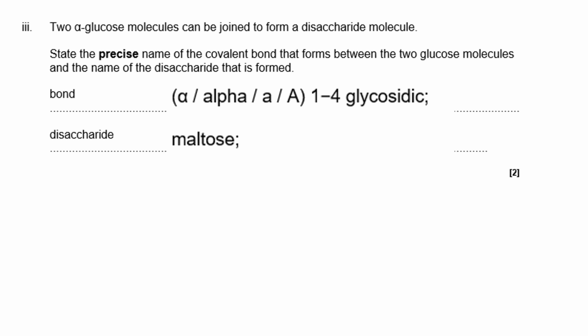You cannot put down when you've got 2 glucoses that it's just the 1,4 glycosidic bond. To get the mark, you have to put alpha 1,4. And secondly, the sugar that's formed when glucose joins with glucose to form a disaccharide is maltose.